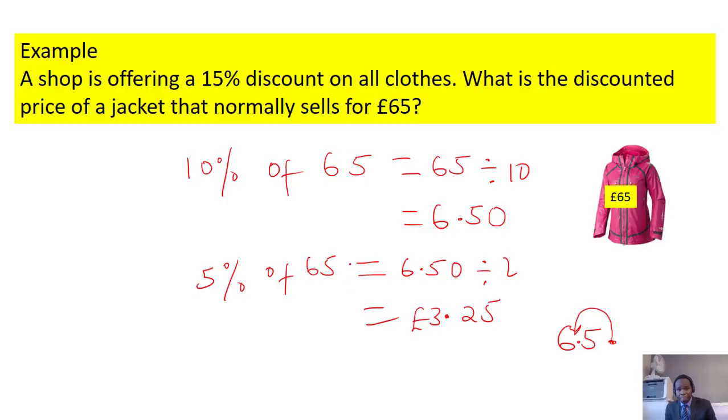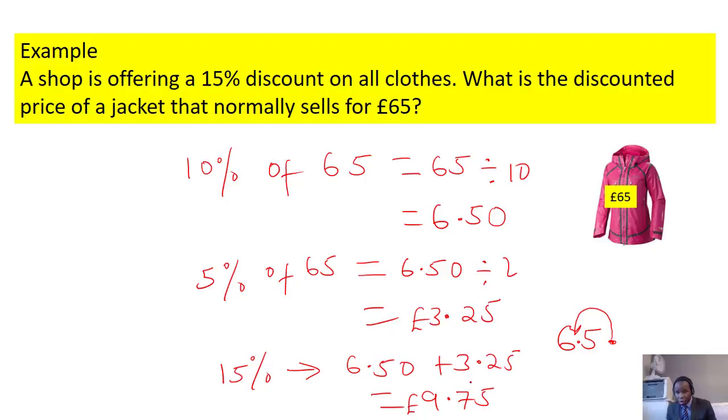So it means this: the £10 is £6.50, the £5 is £3.25. Now, to find what the £15 is, you then need to add this to that. So 15 percent is going to be £6.50, and we're adding £3.25. And if you do that, you're going to find that the answer is going to be £9.75.